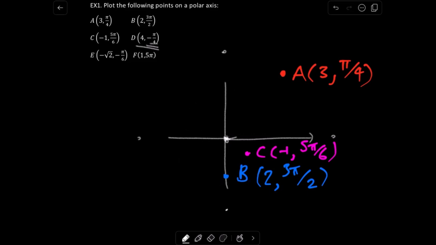So negative pi over 4, that's basically minus 45 degrees. So we go minus 45 degrees that way. That is on this line here. That's negative pi over 4. Then we're just going to go 4 units along this line, and that will be somewhere, let's use yellow, somewhere here. So that would be point D. That would be 4 and minus pi over 4. There we go.